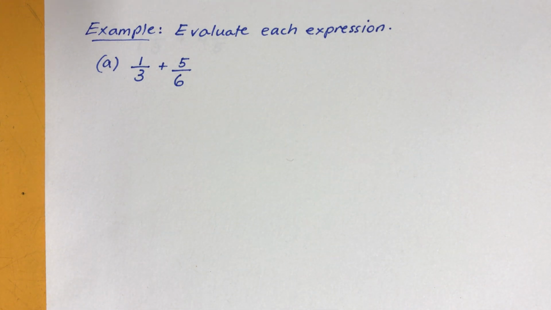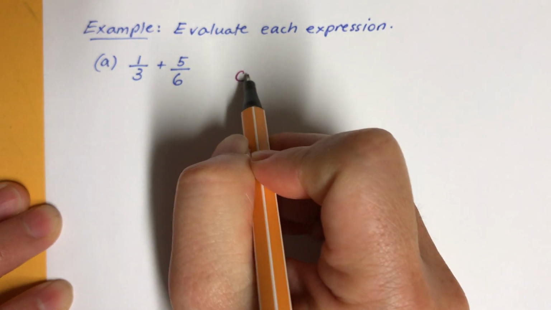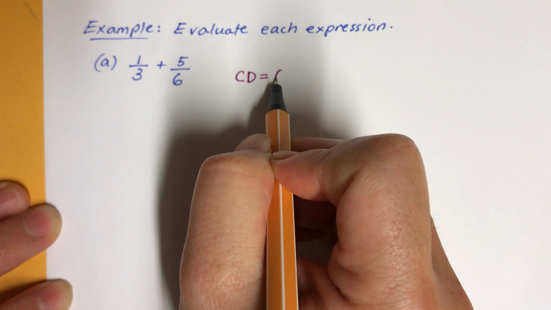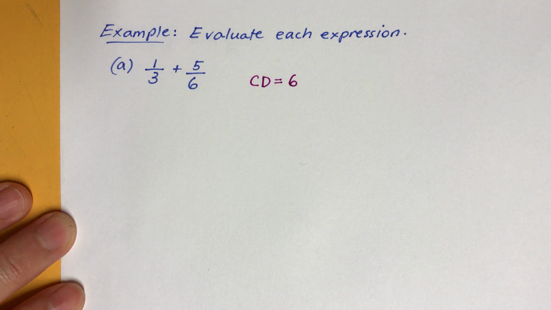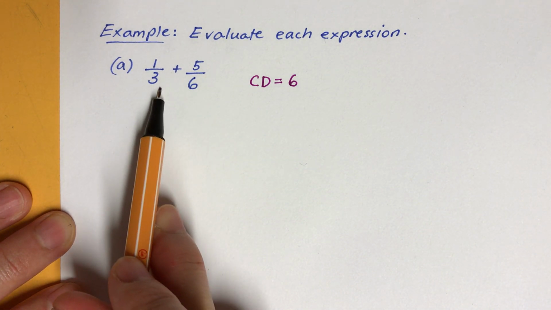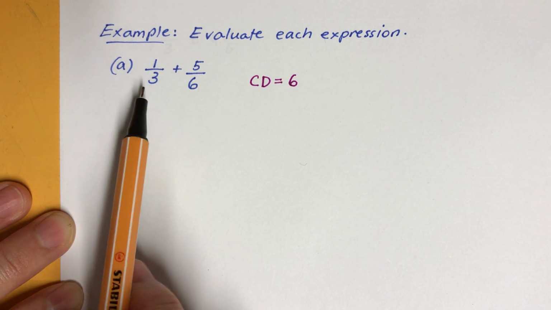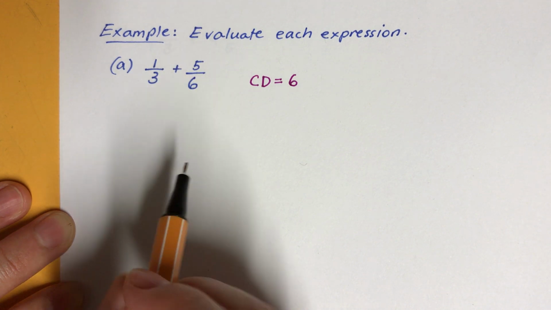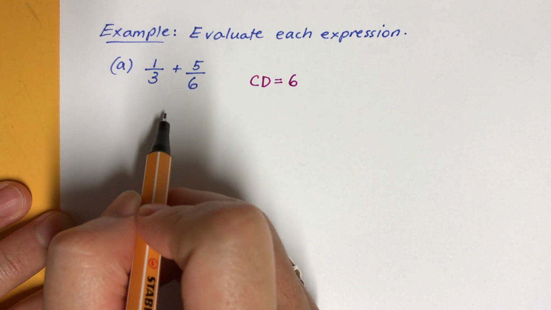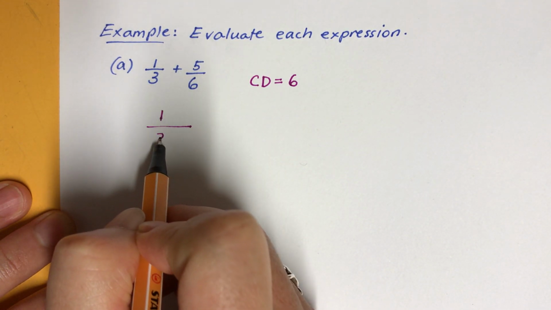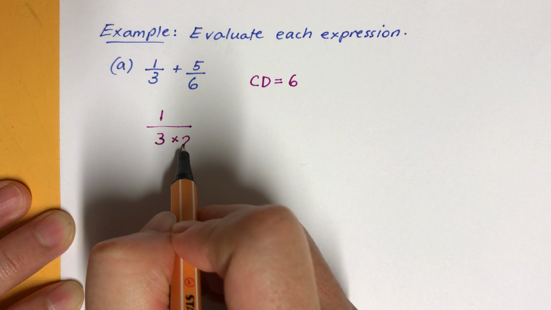So here, what is the bigger number? It's 6, isn't it? So I'm going to put CD, common denominator, equals 6. After that, I need to look at these two fractions. Now, this one is already in the form of the common denominator, so I don't need to change it. But this one I do. Okay, so I'm going to change the denominator 3 to 6. So I'm going to write 1 over 3. And to make 3 into 6, I need to times by 2.